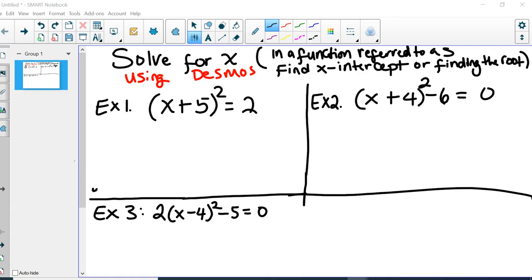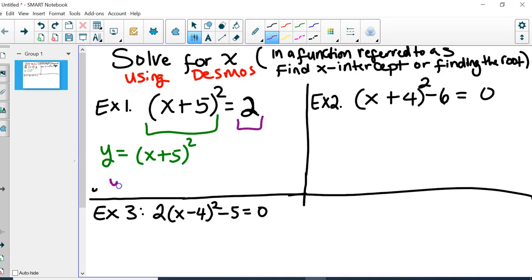So first things first, you want to go ahead and make each one of your equal to parts a function. So we're going to make this function f(x) = (x + 5)². Now Desmos does not accept f(x), so we're just going to write it as y, because that's what Desmos accepts, (x + 5)². And the next part will make y = 2. And we want to find the intersection. That will help us find the x, which when we plug in for x, will make this equation true. That will help us solve for x.